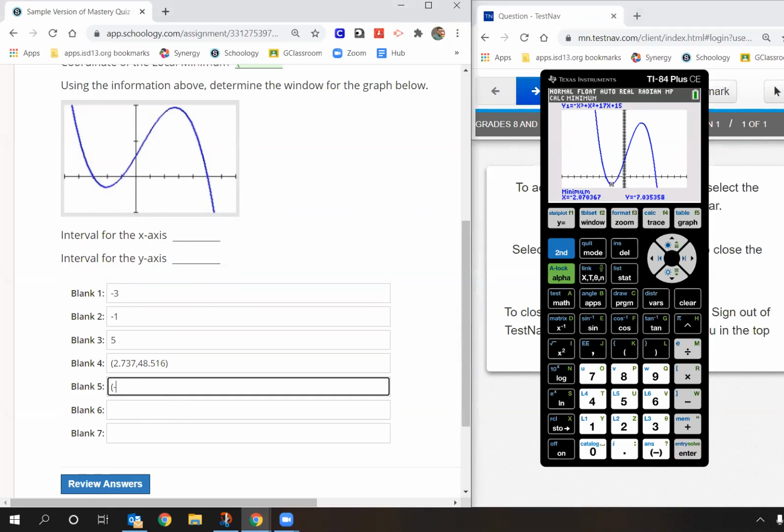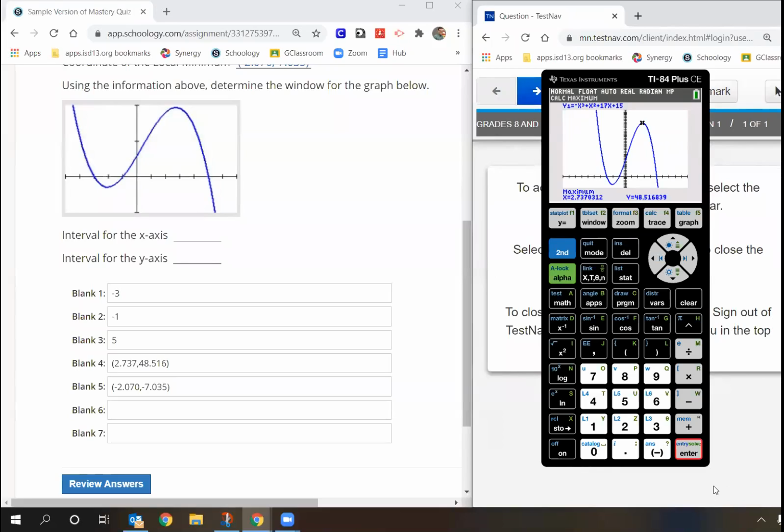So that is negative 2.070, comma, negative 7.035. Please always round to 3 decimal places. When writing decimal places, are we rounding up or down for the value? You want to round appropriately.